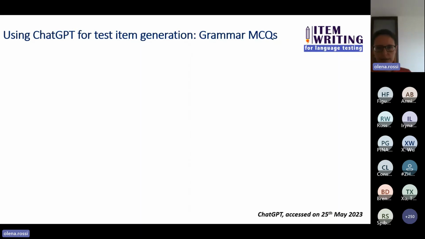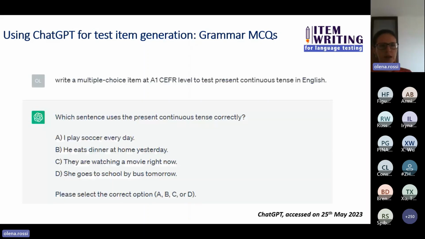In the next couple of slides, I'll describe and analyze my experimentations using ChatGPT and Bing Chat to write various language test items. I've started with a very simple multiple choice grammar item. Write a multiple choice item at A1 CEFR level to test present continuous tense in English. You can see the resulting item. Obviously, it is unusable. So let's train GPT further.